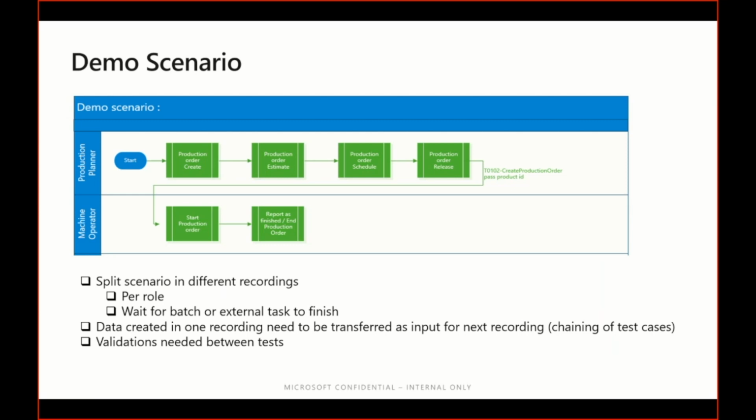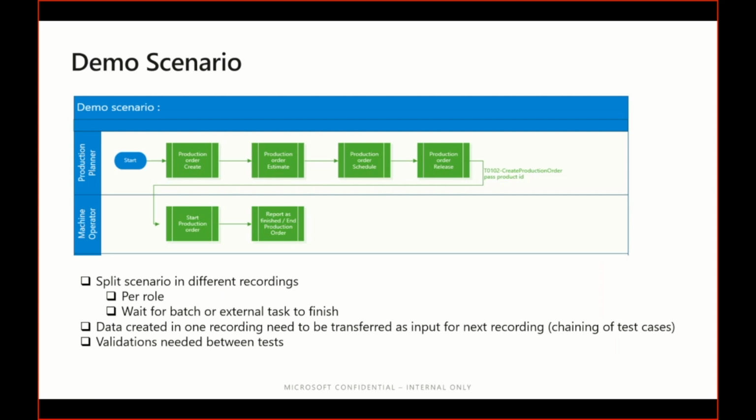So I have the production planner and I have the machine operator. And to make sure that I will afterwards be able to run my different recordings with the correct security role, I'm going to split the recordings per role. So I will have a task recording for the production planner that I can play back, and I'm going to make a task recording for the machine operator that I can play back. So typically, as best practice, I would split my recordings each time we're crossing a different role.